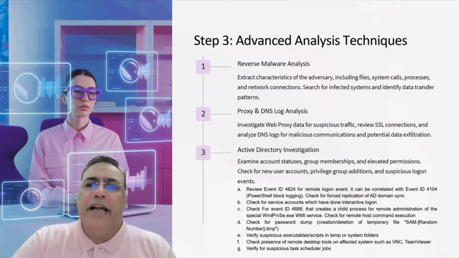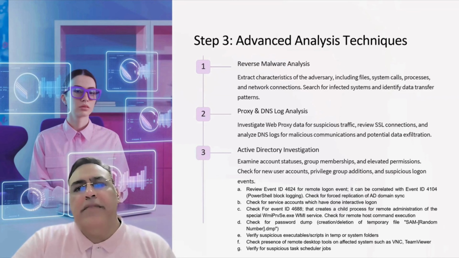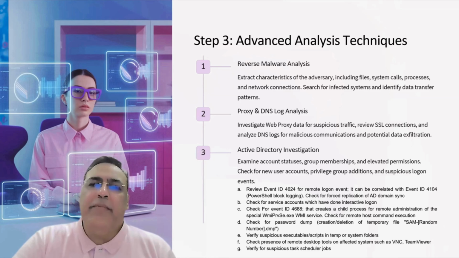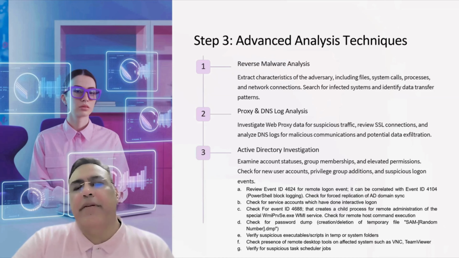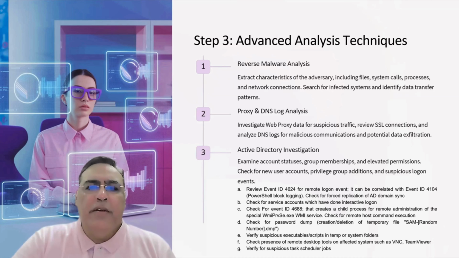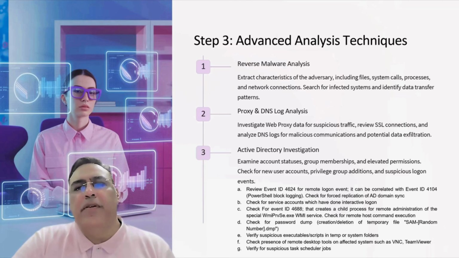So what you can do is identify account status, which means group membership, if there are elevated privileges, new user accounts that are created, privilege group additions, and other suspicious logon events. And how can we do that? You can start with event ID 4624, which typically tells you about the remote logon event, and then you can correlate it with event ID 4104, which is PowerShell script block logging.